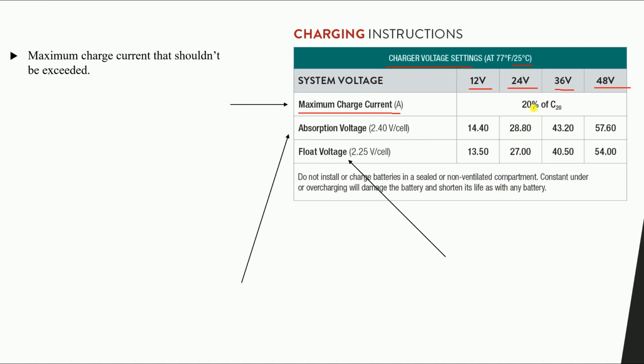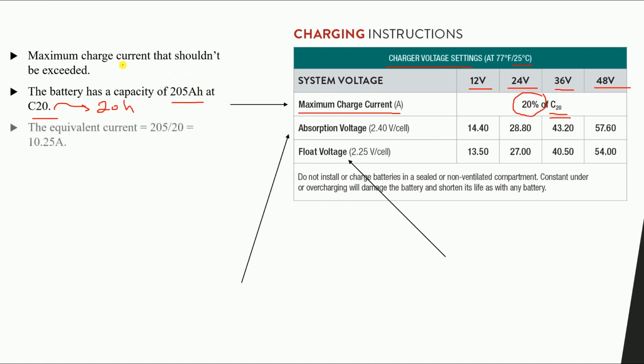So what does this mean? Its value is 20% of the current at a discharge rate of 20 hours. If you remember, the battery has a capacity of 205 ampere hour at C20, which is the discharge rate of 20 hours. Now, I would like to find this equivalent current. So we have 205 ampere hour and we have 20 hours. In order to get the current, we will take 205 ampere hour and divide it by 20 hours. So we will get 10.25 amperes.